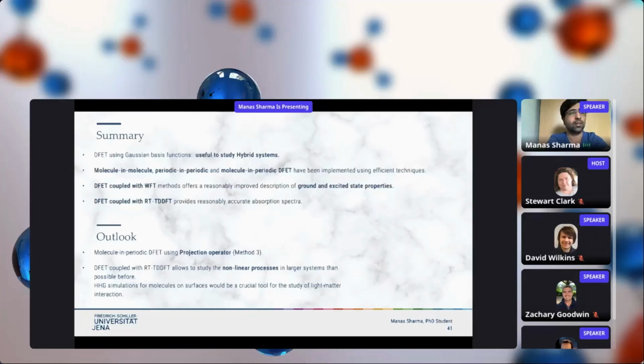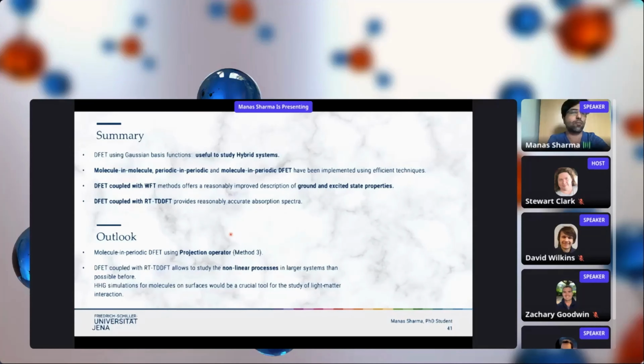So in conclusion, I would say that DFET using Gaussian basis functions is a very promising tool for investigating hybrid systems, and we have been able to implement molecule in molecule, periodic in periodic, as well as molecule in periodic DFET using very efficient techniques. We have also seen that DFET coupled with wave function theory methods is able to improve the ground state as well as the excited state description provided by LDA or GGA DFT. Furthermore, DFET coupled with RT-TDDFT also provides reasonably accurate absorption spectra.